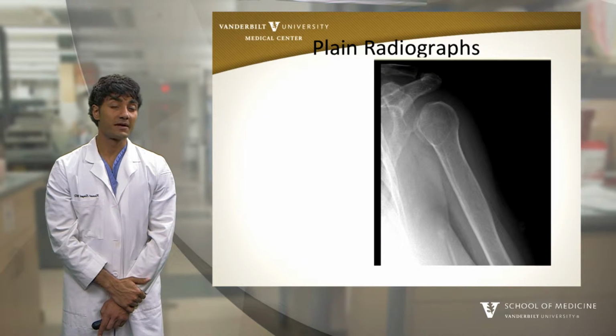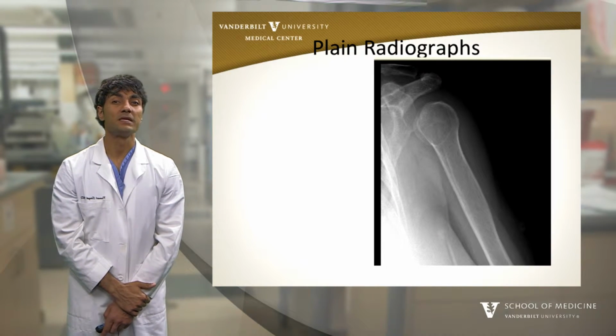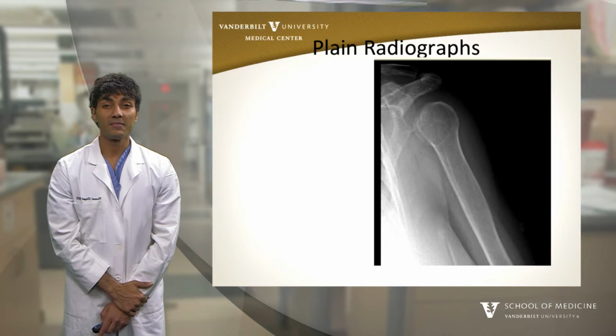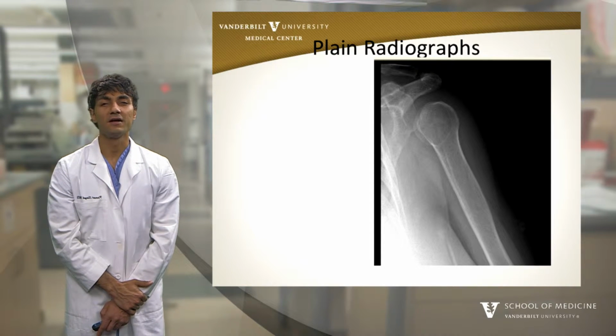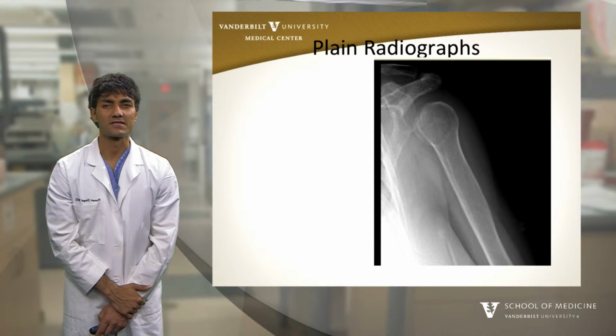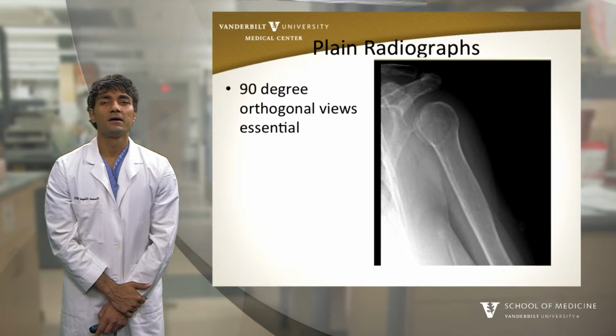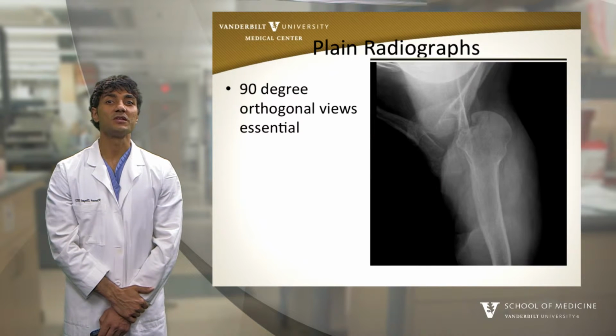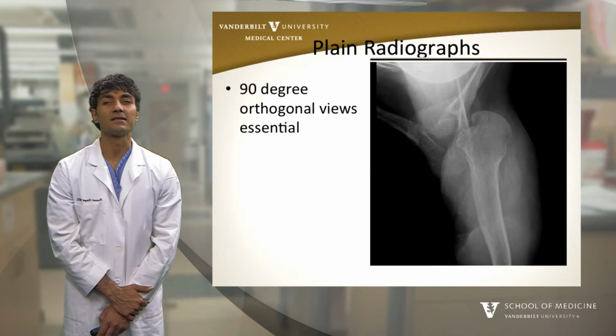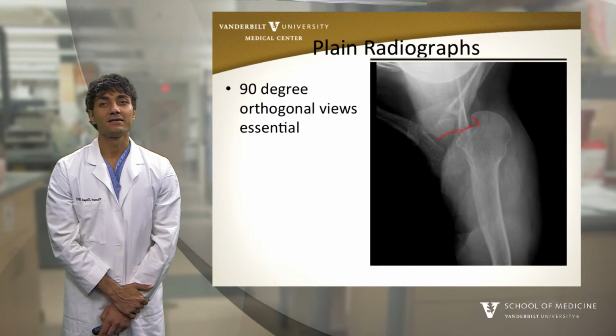It's important to be able to obtain multiple different views, because if you just get an AP, as we do here, you can see that the glenoid isn't quite concentric with the humeral head, although maybe the humeral head is slightly subluxed inferiorly. That's why 90-degree orthogonal views are essential, because once you get an axillary view, you can see that the glenoid and humerus are not actually concentric.